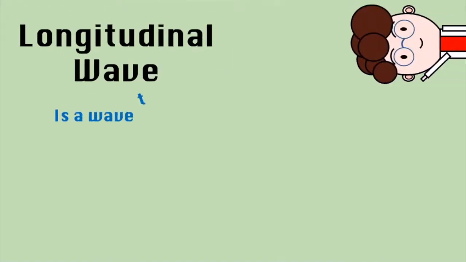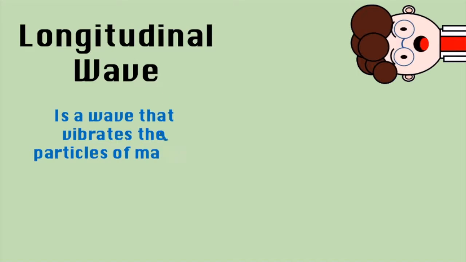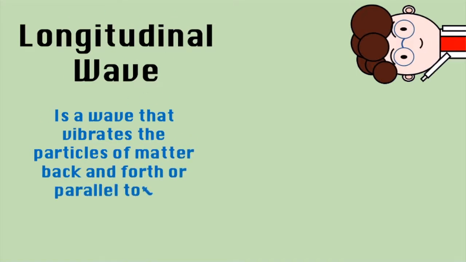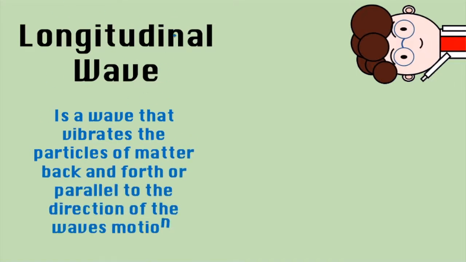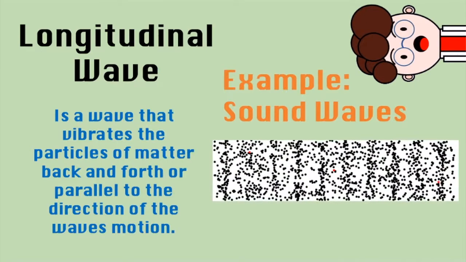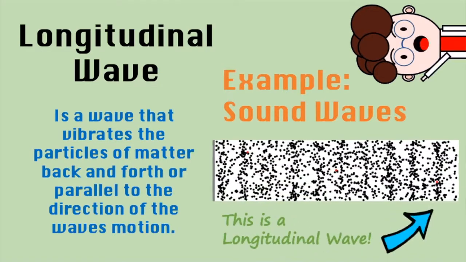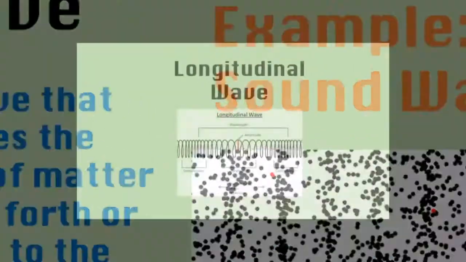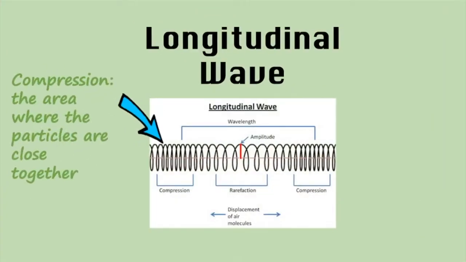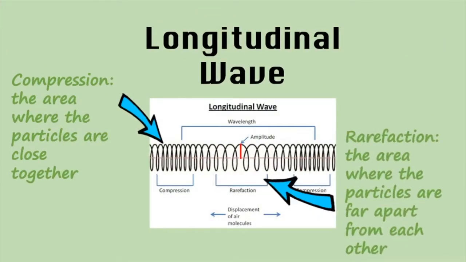A longitudinal wave is a wave that vibrates the particles of matter back and forth, or parallel to the direction of the wave's motion. An example of that would be sound waves. This is a longitudinal wave. Longitudinal waves are made up of compressions and rarefactions. A compression is an area where the particles are close together, while rarefactions are areas where the particles are far apart from each other.